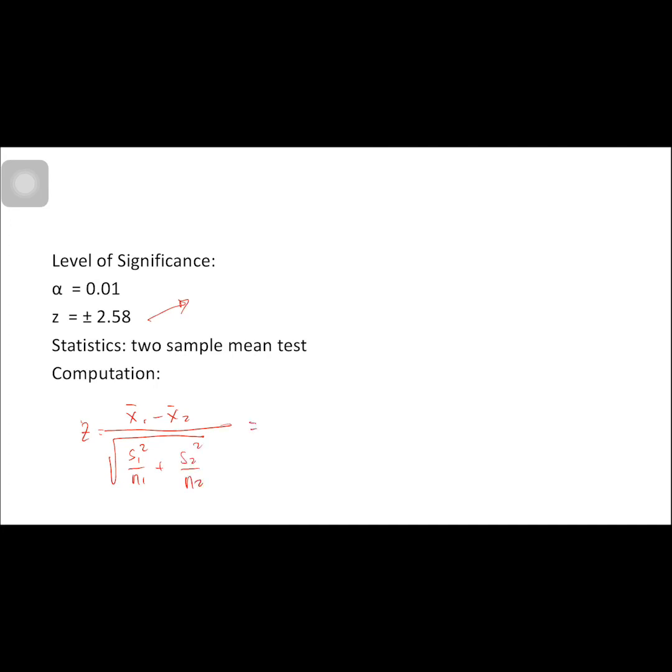For our problem, we have here 90 minus 85 divided by the square root of 15 squared over 100 plus 10 squared over 100. So this is equal to 2.77.